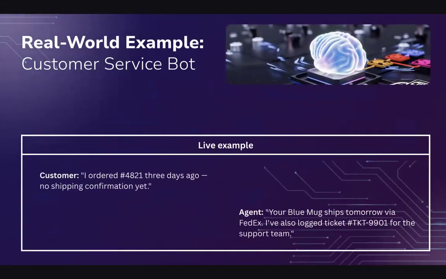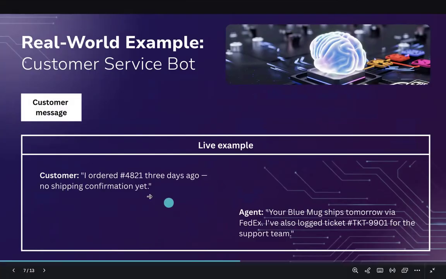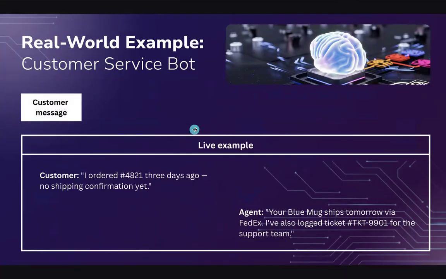Now we will talk about a real-world example. I chose the customer service bot that I learned about in the DeepLearning.AI course. Imagine a customer types: I ordered a blue mug 3 days ago, order number 4821, no shipping confirmation yet, as you can see in the live example. Step 1, the message hits Amazon API Gateway, the front door of the system, which immediately passes it to the Lambda function.